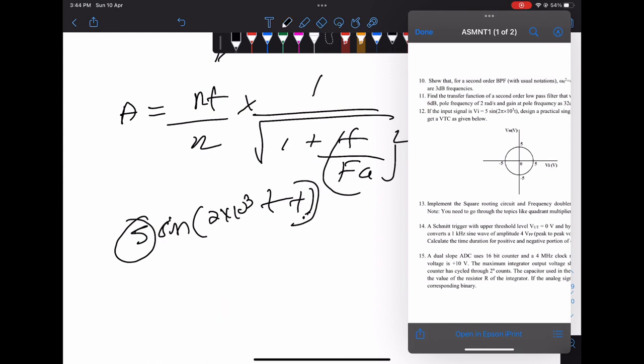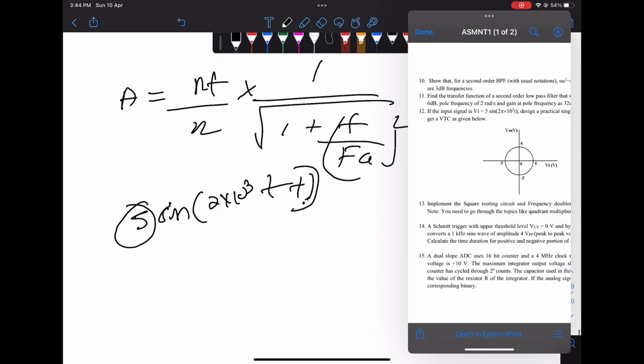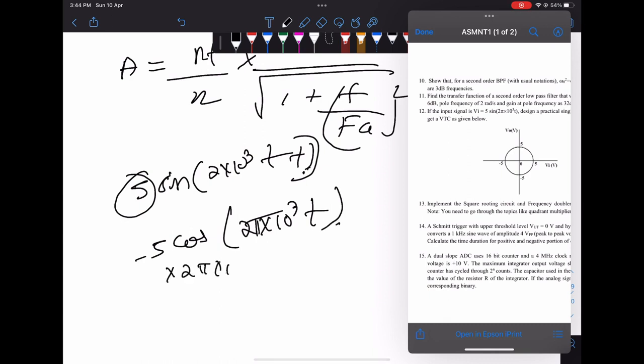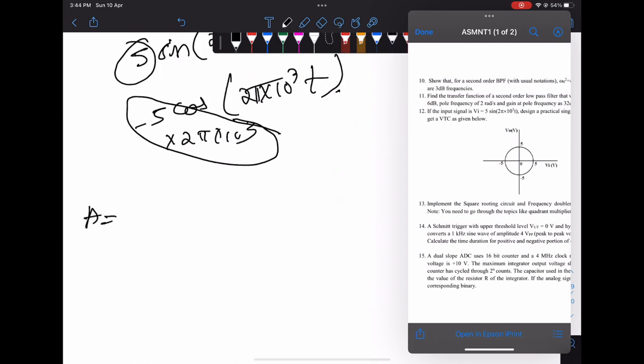So the concept is that here we should get 5, which means there should not be gain. Whatever I did, after integrating, something will be coming before the cos term, right? That is actually the gain. We can calculate it directly with the help of the equation, that is Rf by R into 1 by root of 1 plus (f by fa) whole square. So how to get that equation?